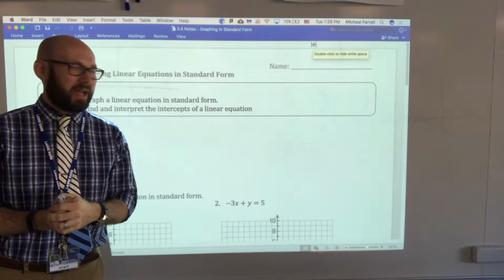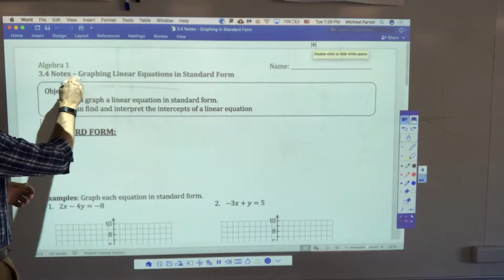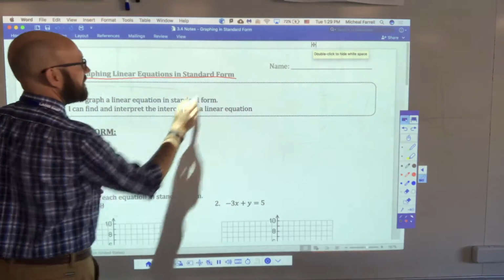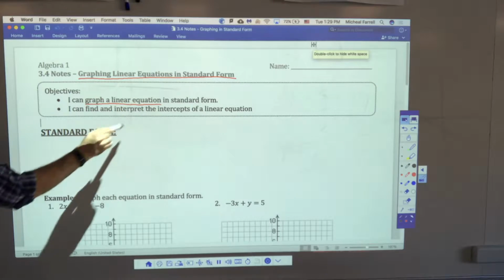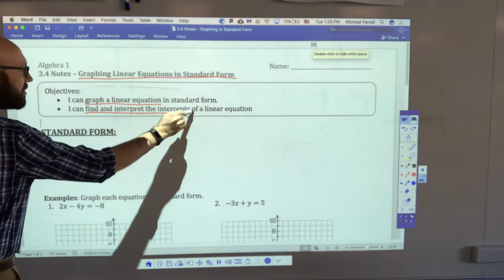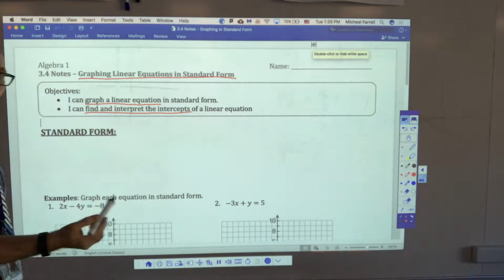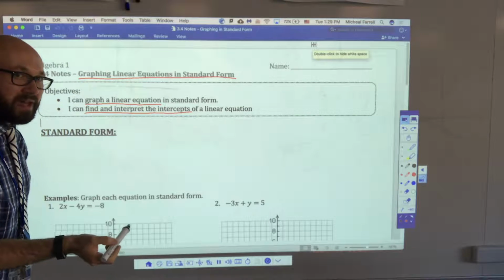Hey, Mr. Farrell here. What we're going to do is talk about graphing linear equations in standard form. So what we're going to do is build our toolbox. Simply, I can graph a linear equation. I can find and interpret the intercepts of a linear equation. We're putting this into our mathematical toolbox.